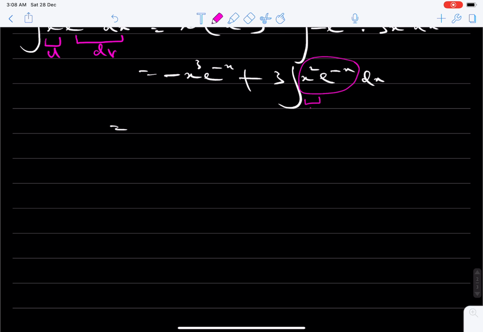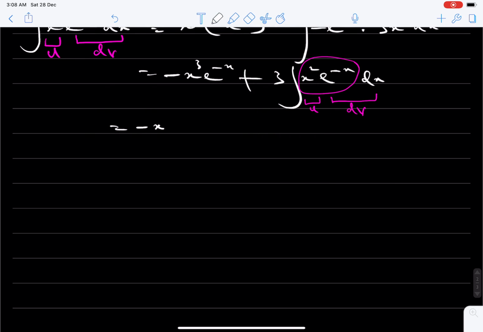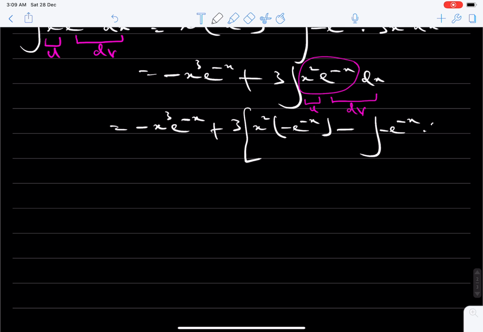So u is x squared, and e raised to power minus x dx will be dv. And I integrate as usual. That means minus x cubed e raised to power minus x plus 3 times u, which is x squared, multiplied by v, which is the integral of e raised to power minus x. That's minus e raised to power minus x, minus the integral of v, which is minus e raised to power minus x, du, which is 2x dx.